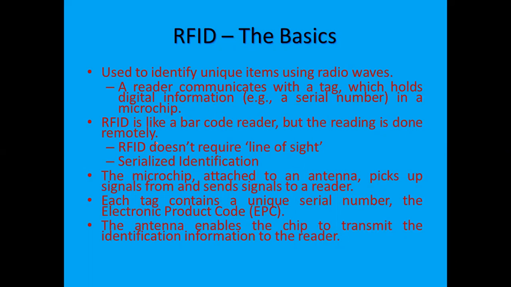For example, GPS, GPRS, everything is related to the RFID technology. A reader communicates with a tag which holds digital information, for example a serial number in a microchip. Simple. In offices, security gates and other things, if you go to the table and take your ID card and swipe it or just keep it inside, the door will open. In 5-star hotels and big places also the same process. So how is it done?